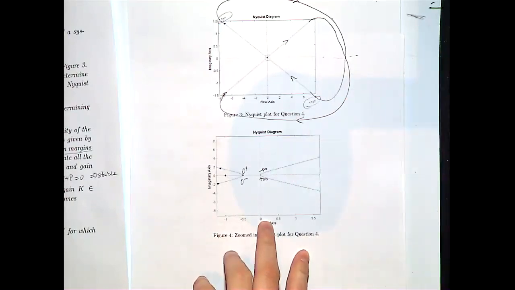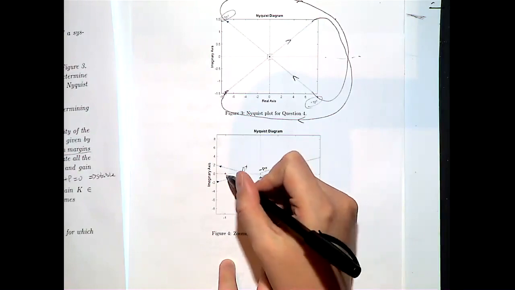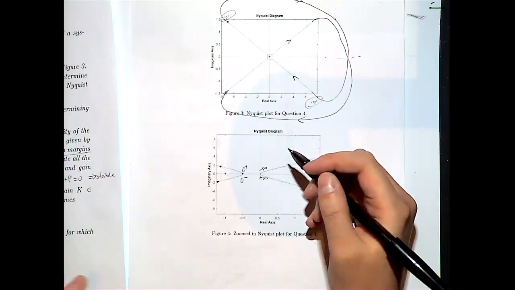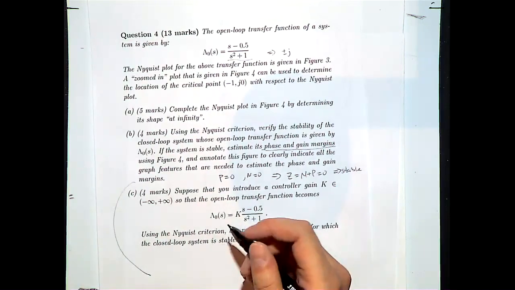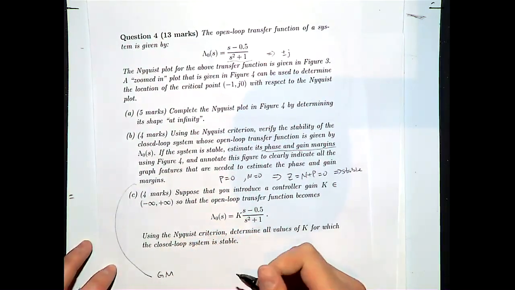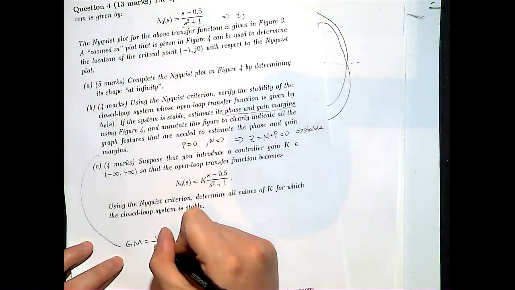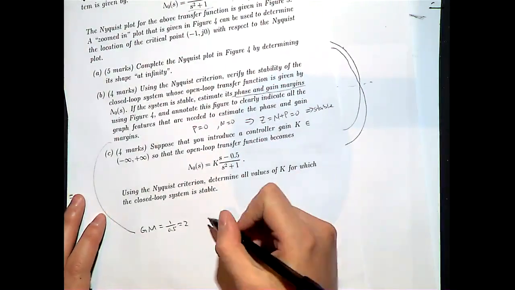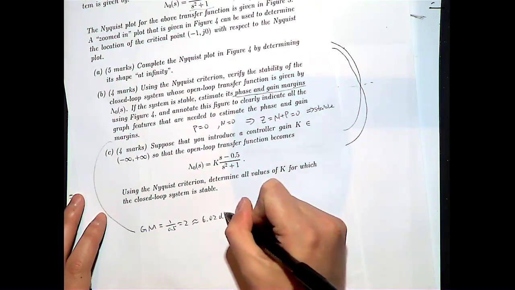So gain margin is very straightforward. You have the zoom in plot. You know that this is the closest point to your critical point. You know it's at negative 0.5. So you know that your gain margin is just 1 on 0.5, right? This is 0.5, right? So which is 2. And you write it in decibel, which gives you roughly 6.02 dB, right?